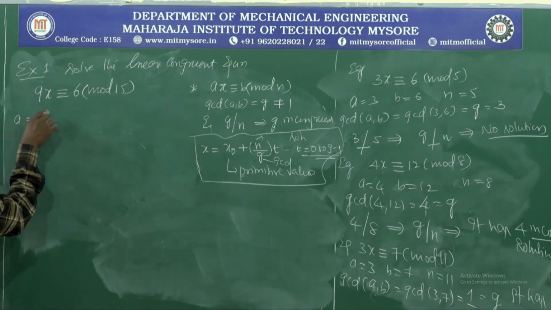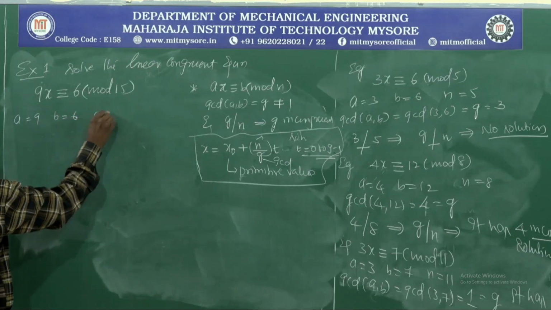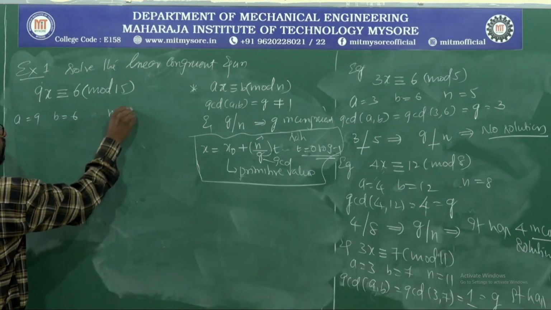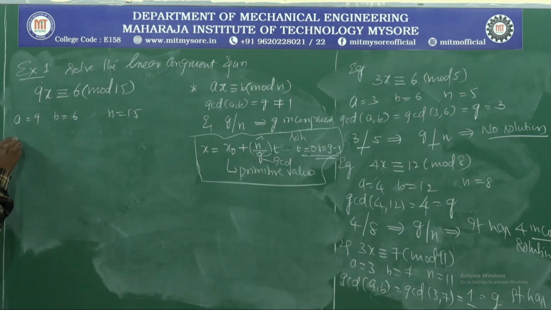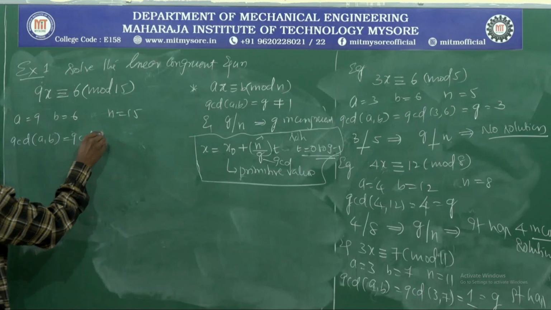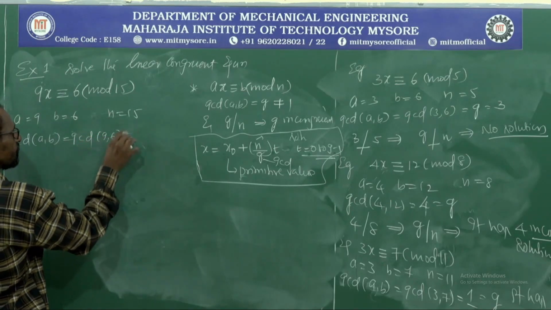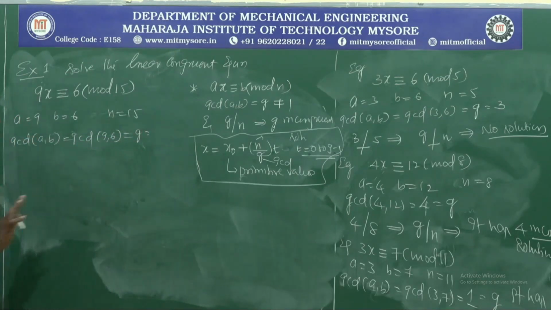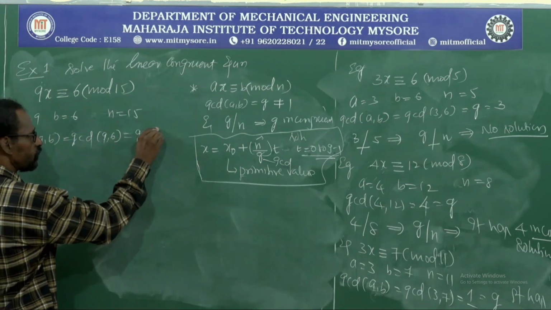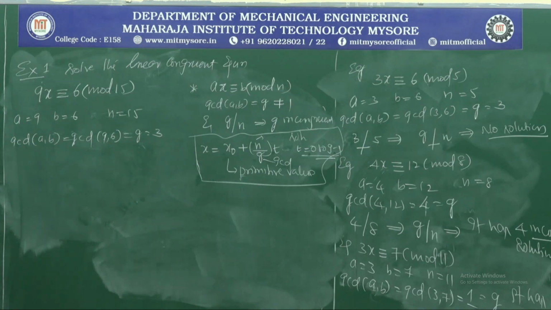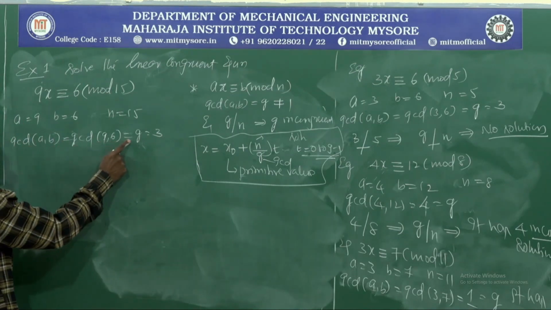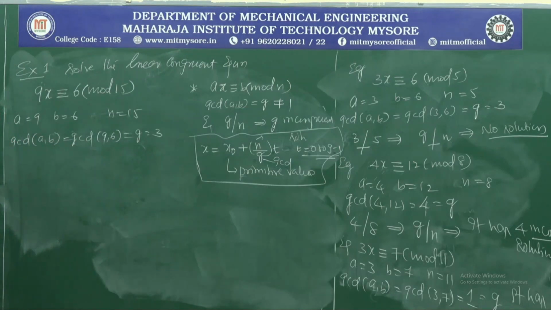What is a? 9. What is b? 6. What is n? It is going to be 15. What is the GCD of a, b? That is the GCD of 9, 6, equal to g. Again, simple. You need to practice and learn how to find the GCD. It is going to be 3. The GCD of 9, 6 is equal to g equal to 3.